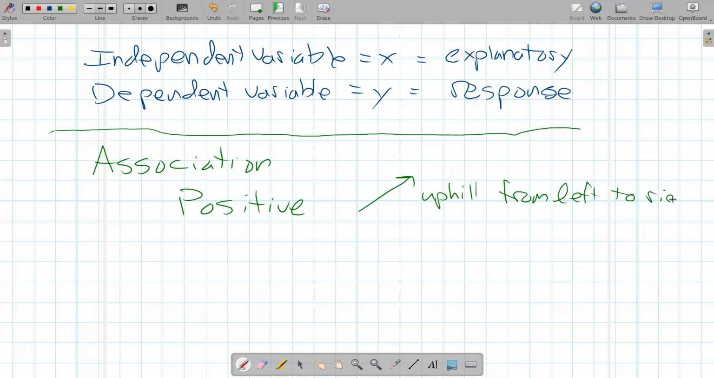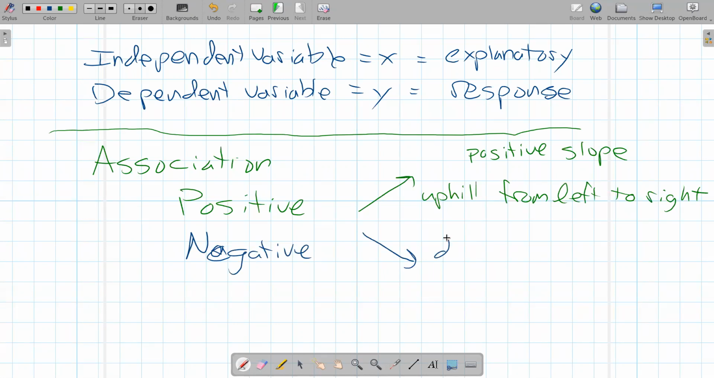And let's see, do I have my lefts and rights straight today? I do, yeah. So as we move from left to right, it goes uphill. So that's what I'm showing here. In terms of equations of lines, that's like a positive slope. And then association could be negative, which isn't a bad thing. Negative, there we go. Which means it's going downhill from left to right. And that associates with a negative slope of a line.